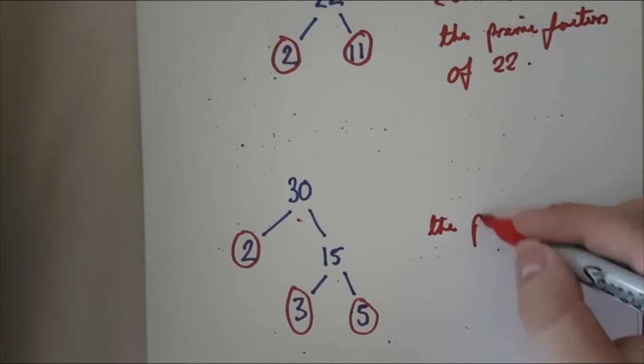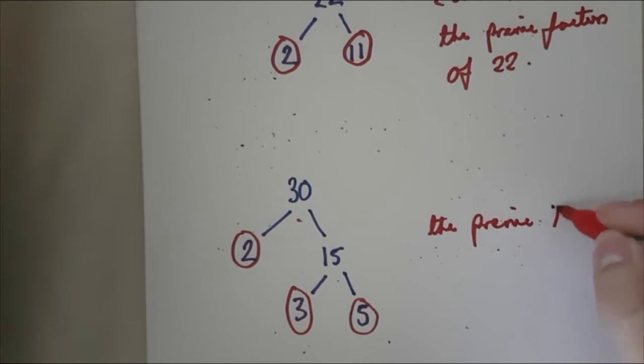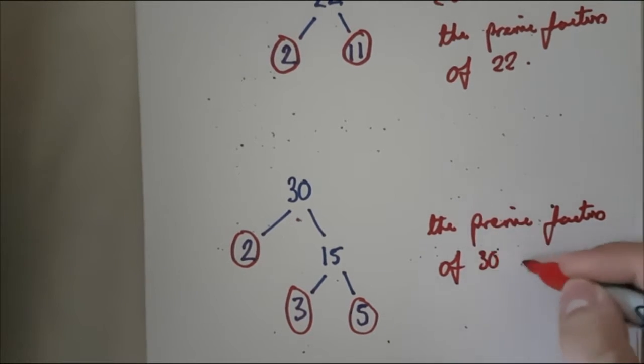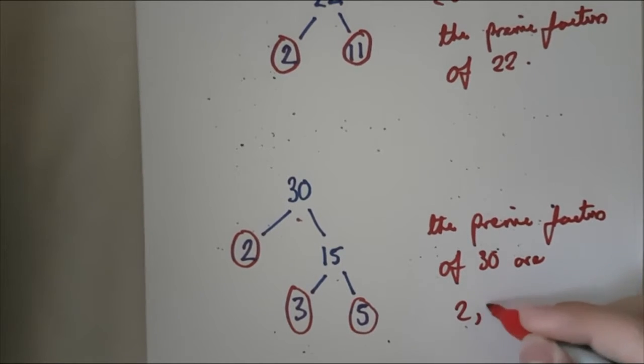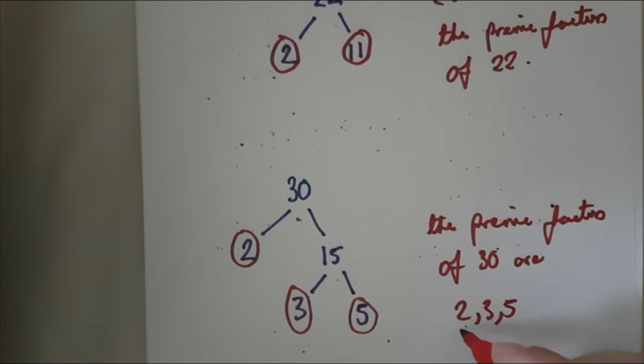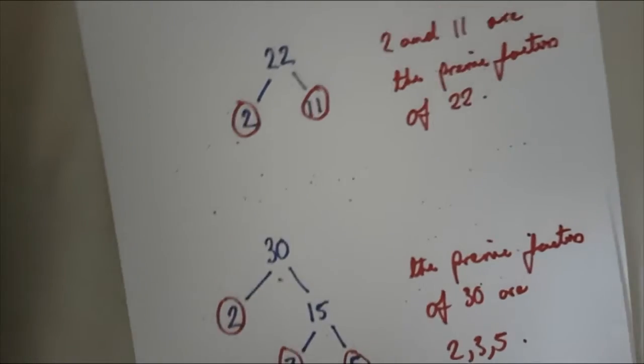So we just circle the numbers and we say the prime factors of 30 are 2, 3, and 5. Try and list them from smallest to biggest. Now the final example that we're going to do is 80.